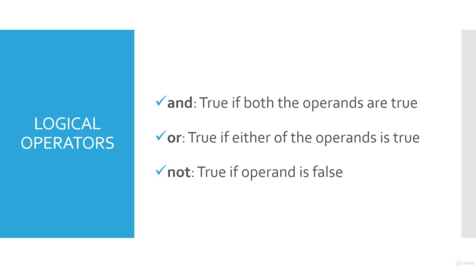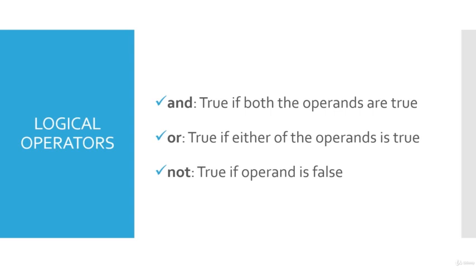In this lesson, you will learn everything about logical operators in Python programming language. There are three types of logical operators in Python programming language. They are AND, OR, and NOT. The AND operator returns true if both the operands are true. If the left side and the right side of the AND operator are true, then the output will be true.